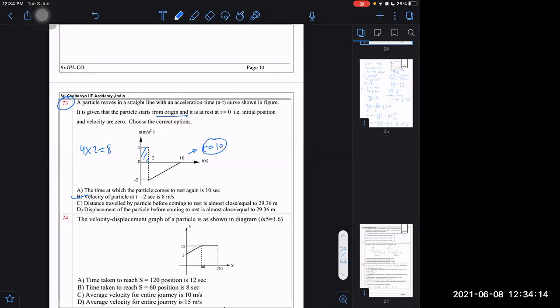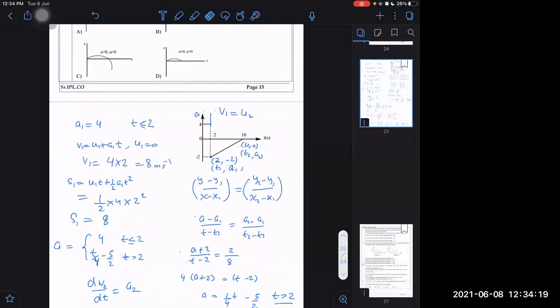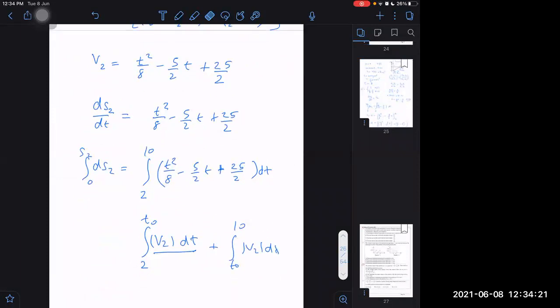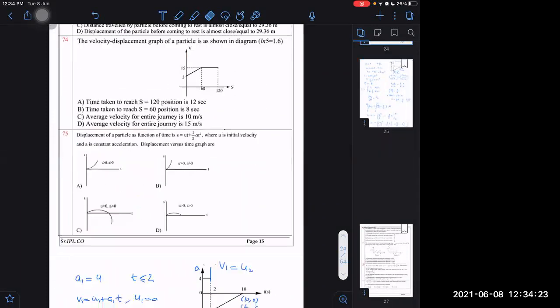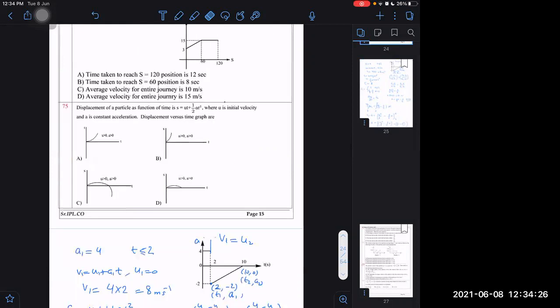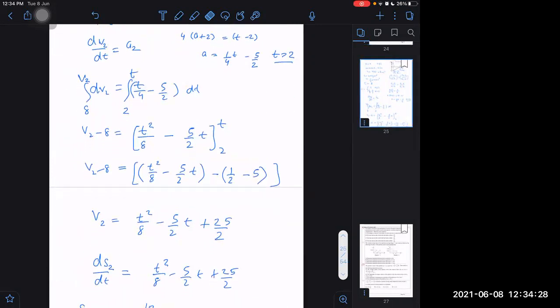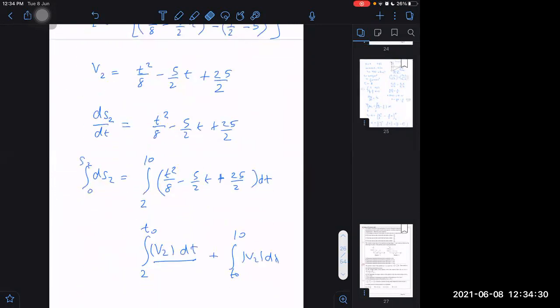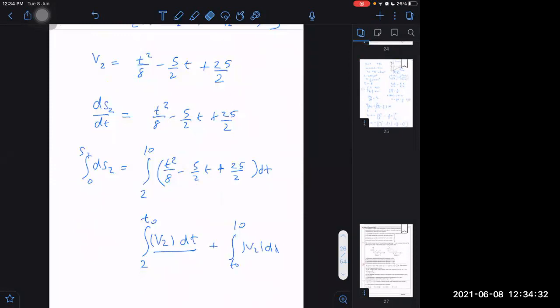I think time is already over, right? So maybe I will end discuss this last question, and after that. Sir, in integral ds2, I can take the limits 2 to 10. What is the problem in that? 8 to s2 or 0 to s2, sir. That is your choice. Doesn't make much difference.